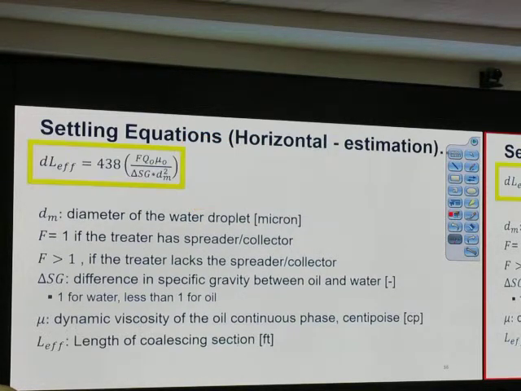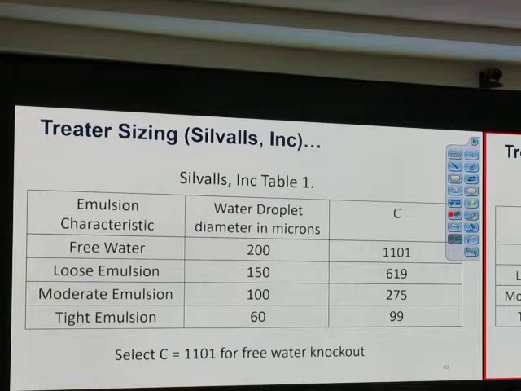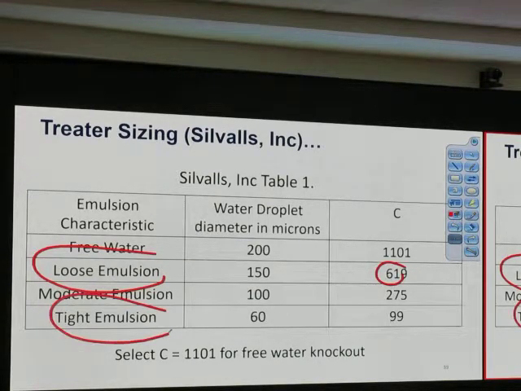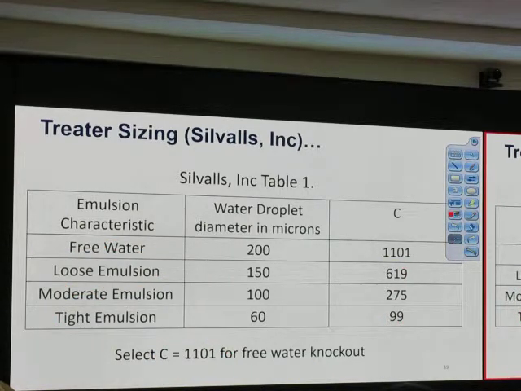Typically, we use these two. Okay. But if we don't have any test, this requires a C value. You see that C value? If we have a loose emulsion, the C value will be that much. Tight emulsion, the C value will be that much. If we use a free water knockout, use that much for the C value. Where's the C value coming from? Test, experiment, right? It requires a test.